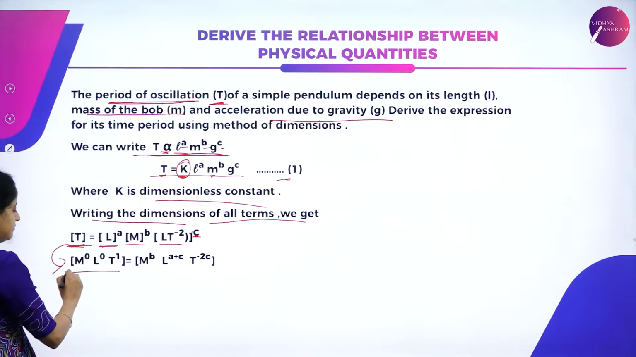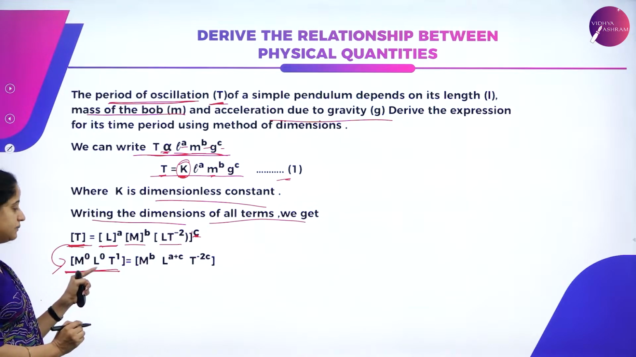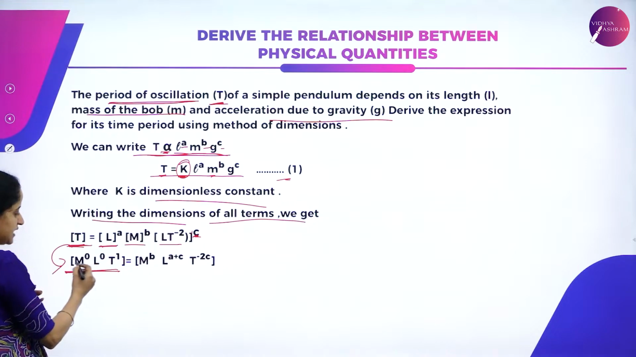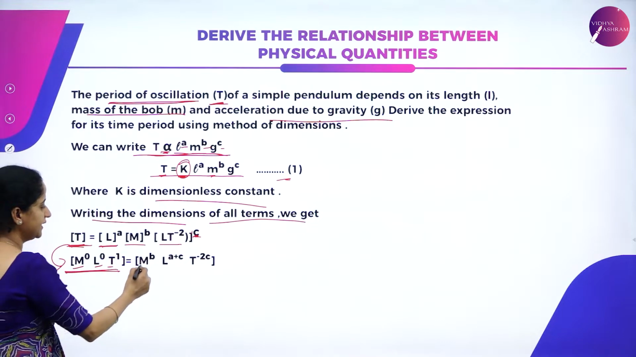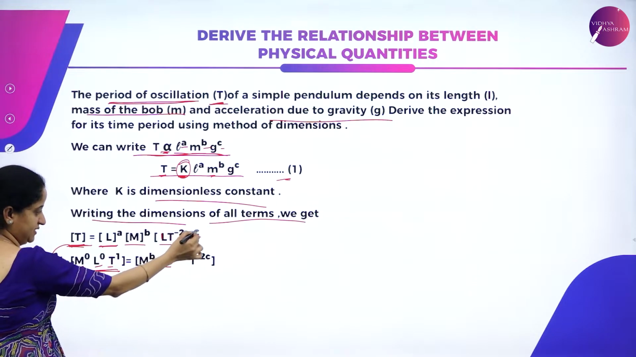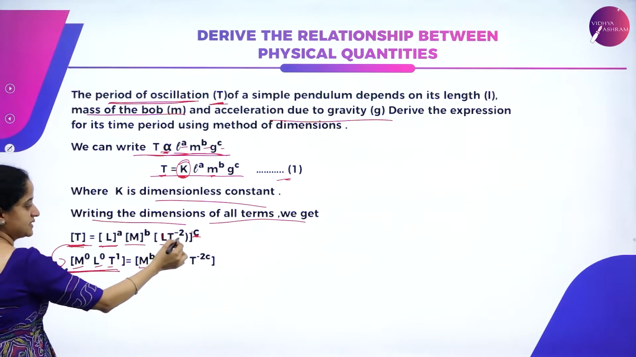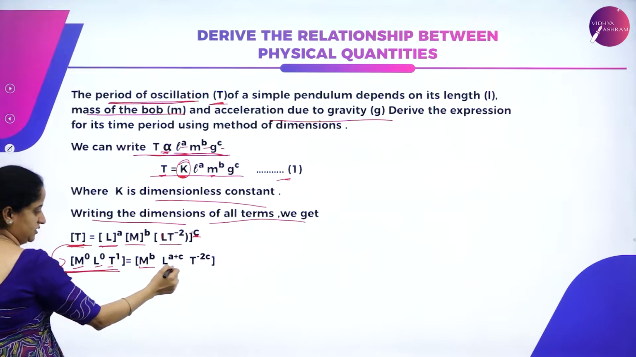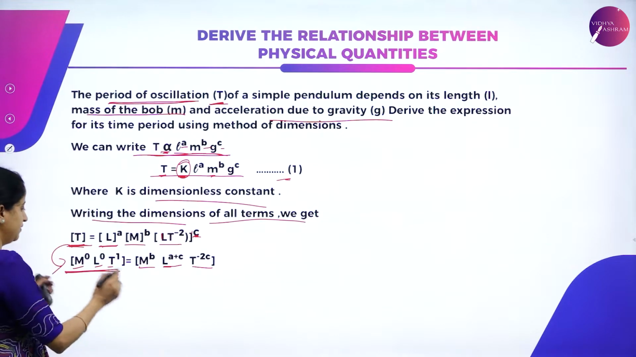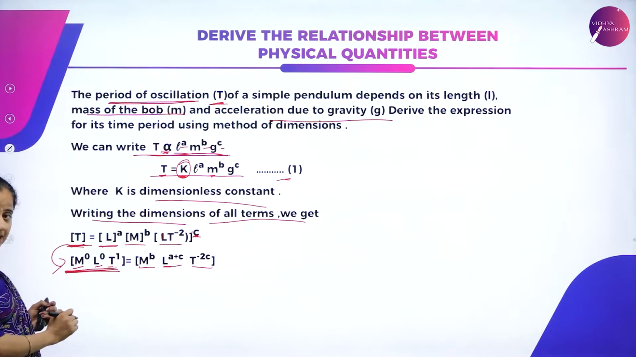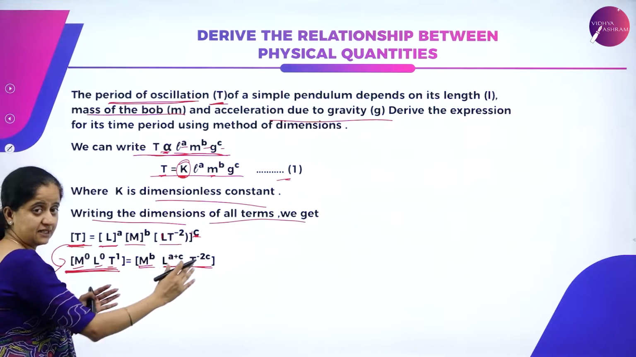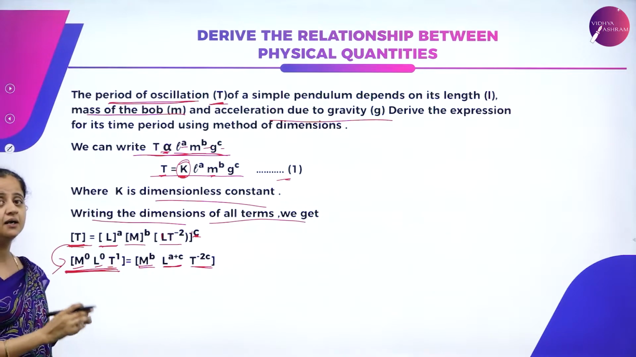Now we get M raised to 0, L raised to 0, T raised to 1 in the LHS, and here we are just rearranging the terms as per this order. We are getting M raised to B, L raised to A, and one more L which is raised to the power C. Since the bases are the same, powers get added up. So L raised to A plus C and T raised to minus 2C. Now you can observe we have M, L, T in the LHS and M, L, T in the RHS. The bases are the same and hence we can equate the powers.